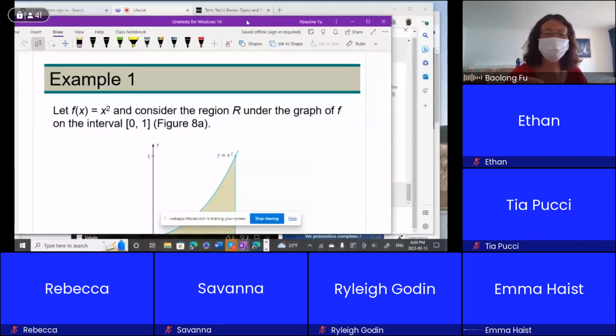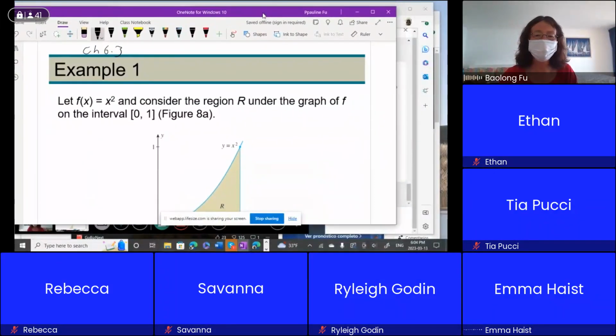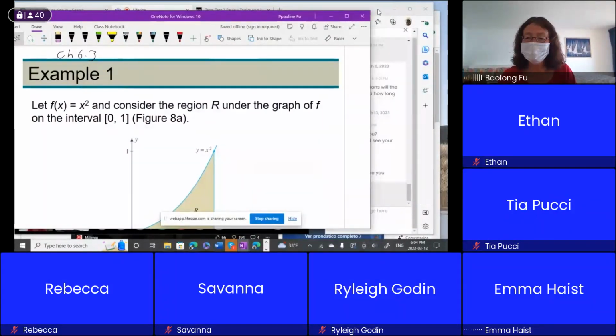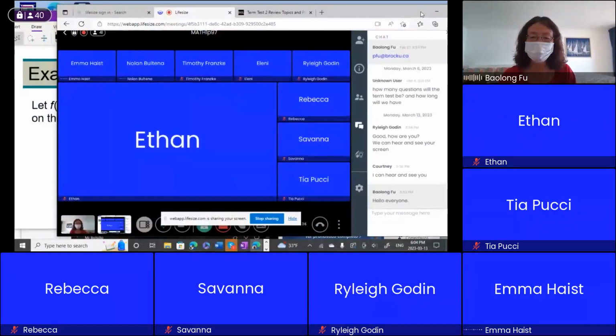Chapter 6.3 is about area. So I will directly dive into an example. Use this example to illustrate concepts and techniques. In your written assignment 4, you have a couple of questions related to this example 1. So pay attention, how do I use techniques to solve the area problem? You'll do similar questions for your written assignment 4. I try to adjust my screen so that I can monitor your questions in the chat area.